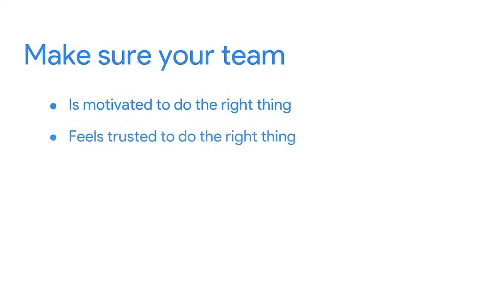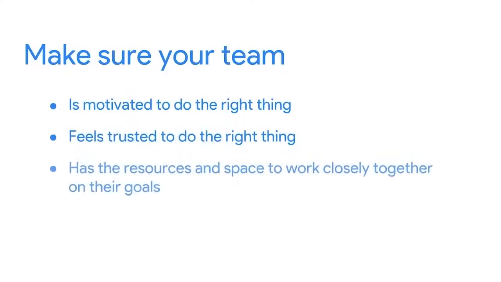These principles really boil down to making sure your team is motivated to do the right thing, feels trusted to do the right thing, has the resources and space to work closely together on their goals, and works at a sustainable pace. An example of emphasizing effective team culture would be to ask the team what kind of equipment they need to do their job, and then giving them those tools.